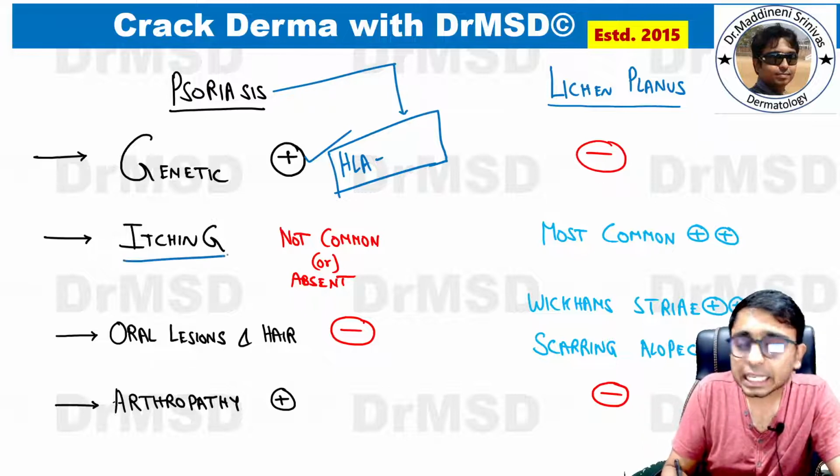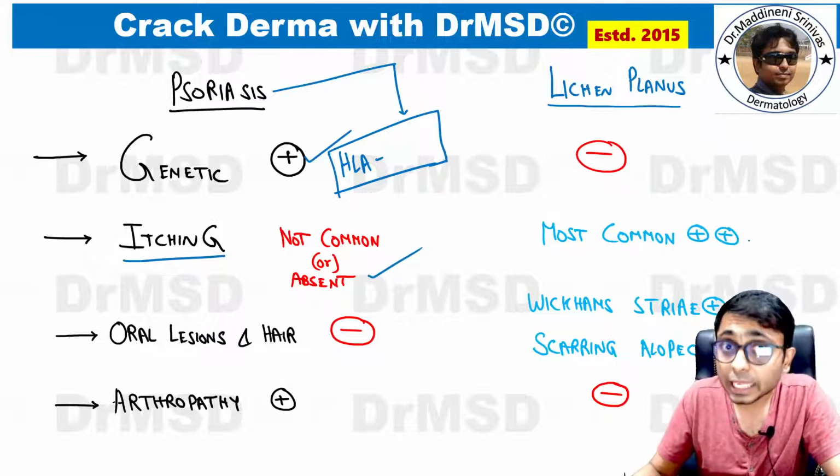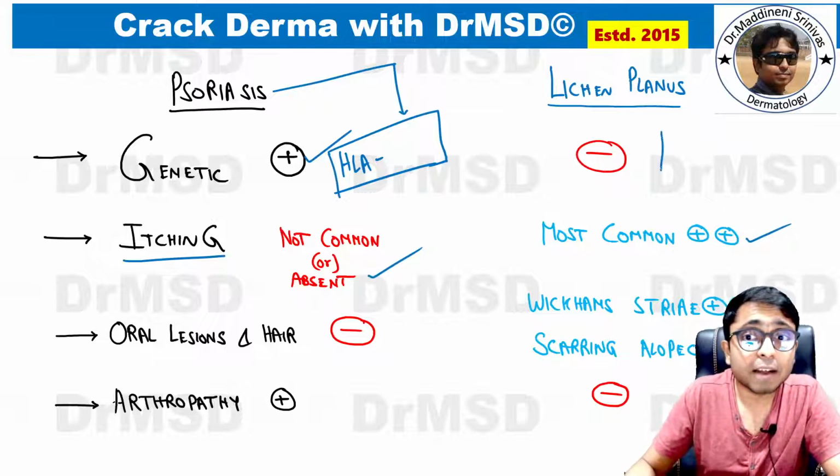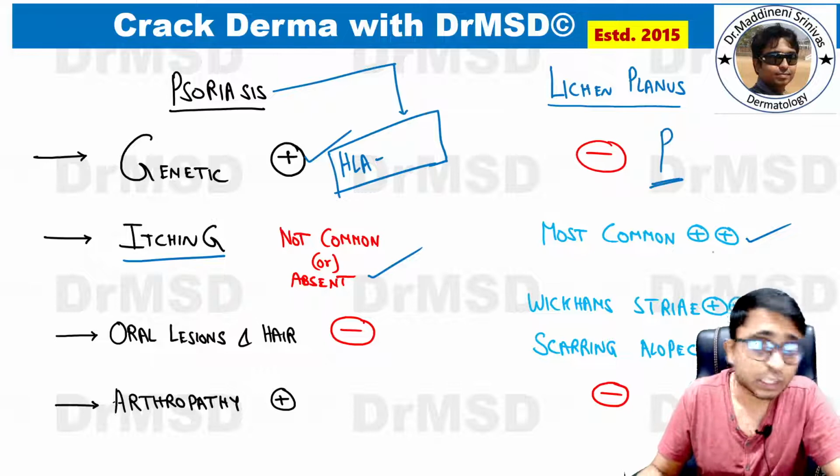And coming to itching, as I've already told you, psoriasis patients are asymptomatic, there is no itching, whereas in lichen planus patients, if you remember, there are 5 P's, out of which one of the P's is pruritus. The patients are going to have extreme itchiness over the skin.